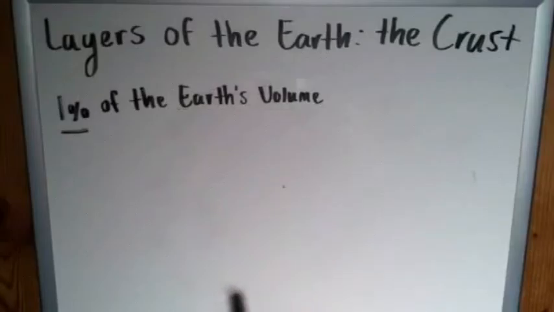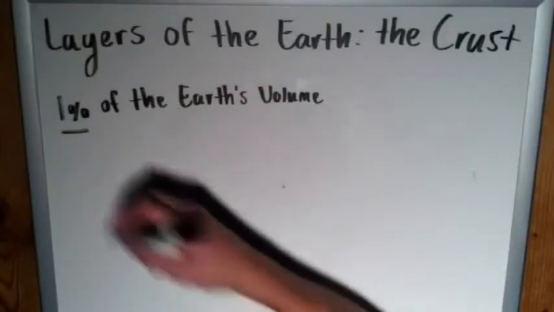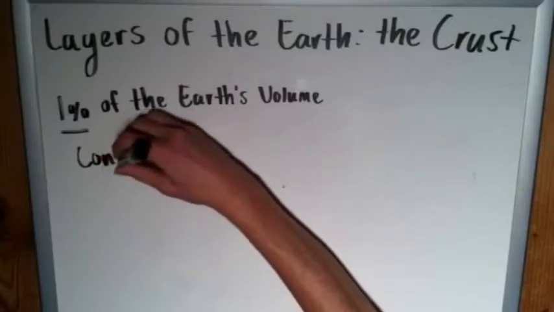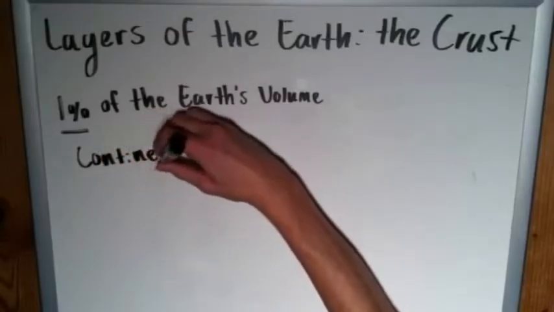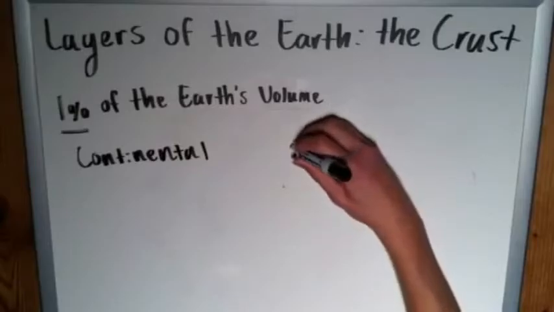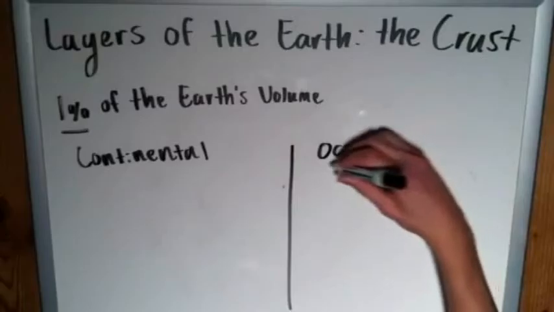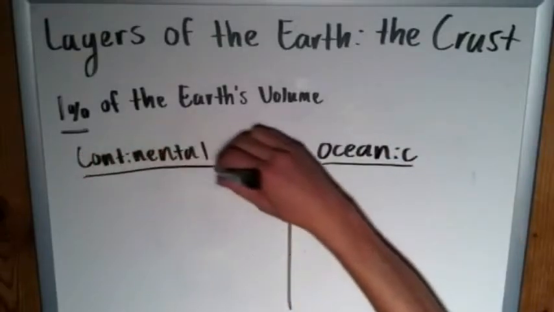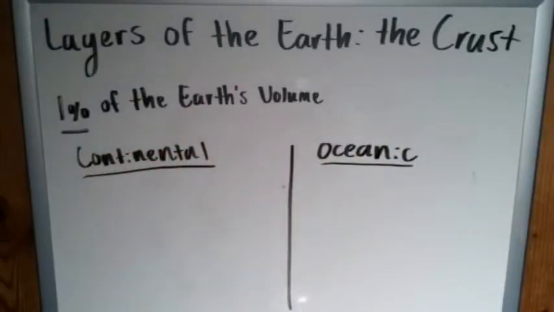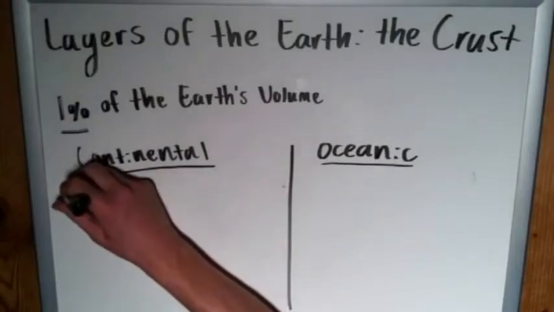Now there are 2 types of crust to differentiate, and they're incredibly simple. Continental and oceanic. And if you couldn't figure out what those mean, continental is the crust that we stand on, that you're most likely standing on right now, the crust that composes the land masses, and oceanic crust is the crust that forms the ocean floors. Now a few facts about them.